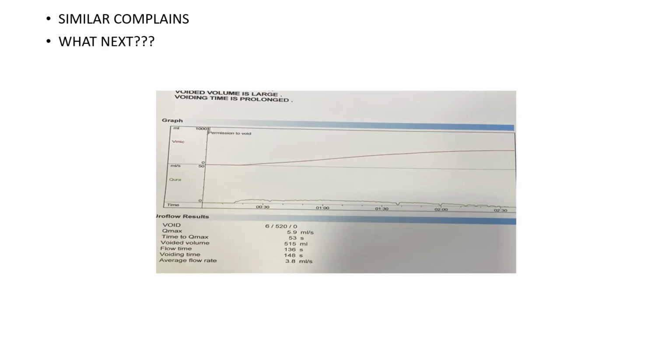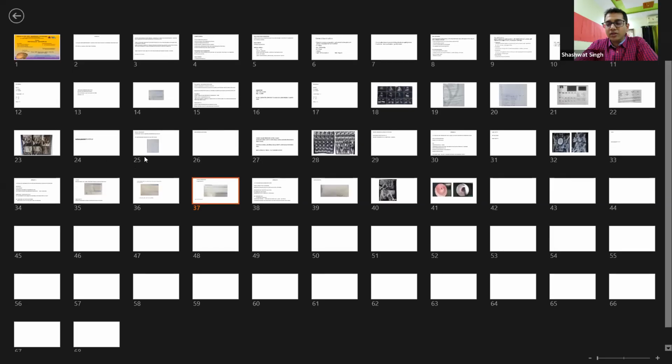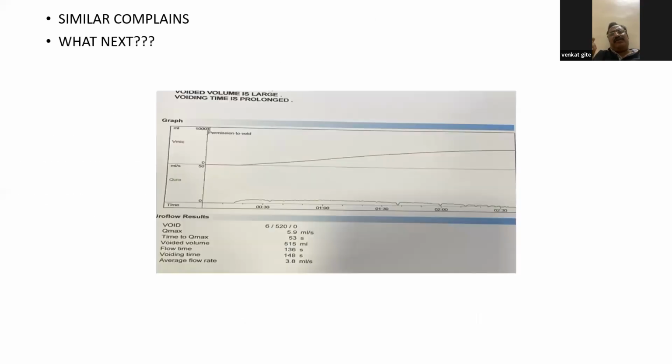So now what would you like to do next? Shashwat? We would like to offer urethroplasty to the patient, sir. So where have you diagnosed the obstruction? Think over it. Either you have to go for a video urodynamic, or a voiding cystourethrogram.